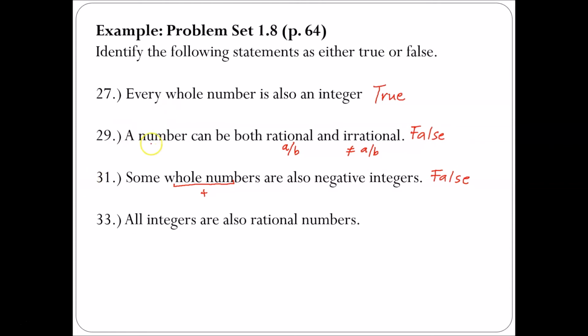33. All integers are also rational numbers. Okay, rational numbers can be written as A over B, and integers can be positive and negative numbers, and all of them can be written as a fraction. Let's say 5 can be written as 25 over 5, or negative 4 can be written as negative 4 over 1. Any of them are considered rational numbers. Therefore, statement 33 is true.